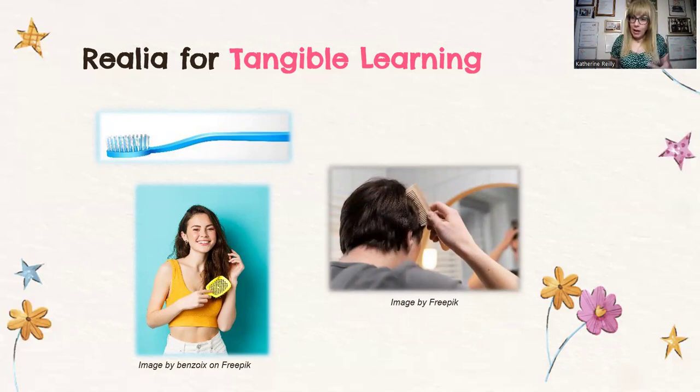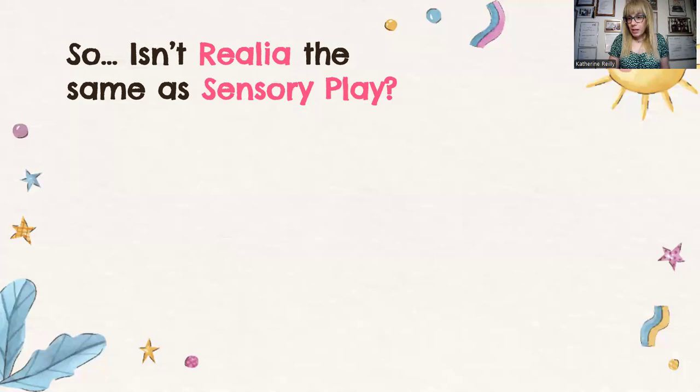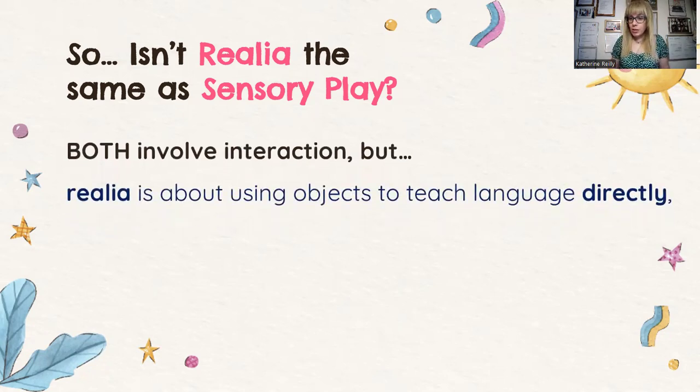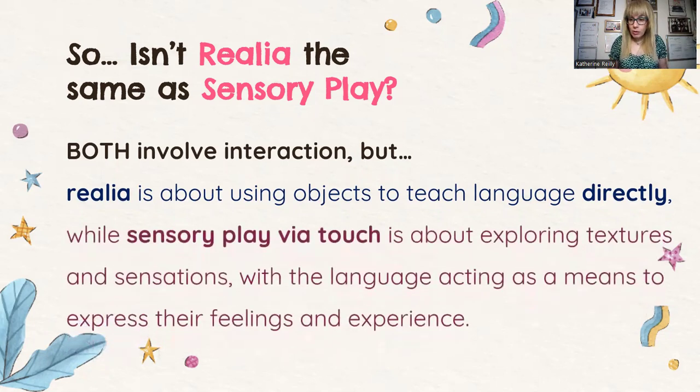So even though they might not know how to spell the words, they actually start learning how to use the words, okay? And that's why we want them to hold things. This will help them associate the movement, the purpose with what they're doing and what they need to do in their everyday lives. So once again, another difference, isn't Realia the same as sensory play? Well, both of them do have interaction, but Realia is about using the objects to teach language directly. But with sensory play, we want them to express themselves. It's the whole idea of feelings and experience, and both of them can be used, even in association with each other.